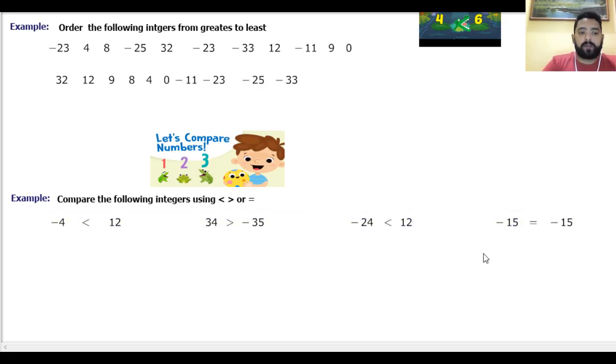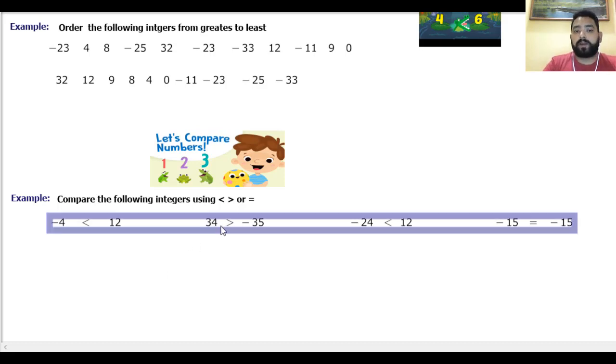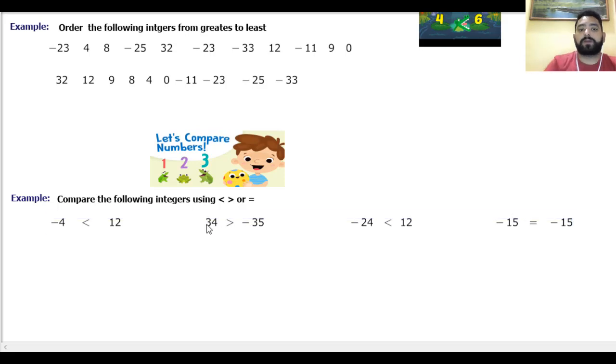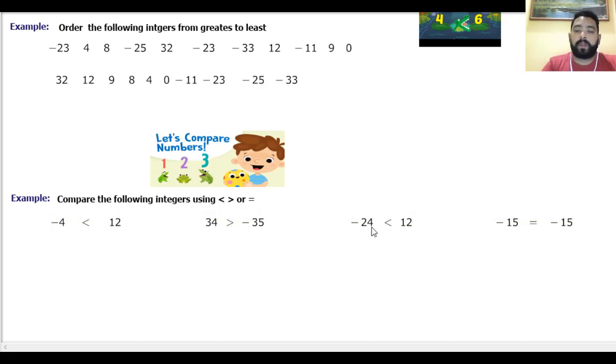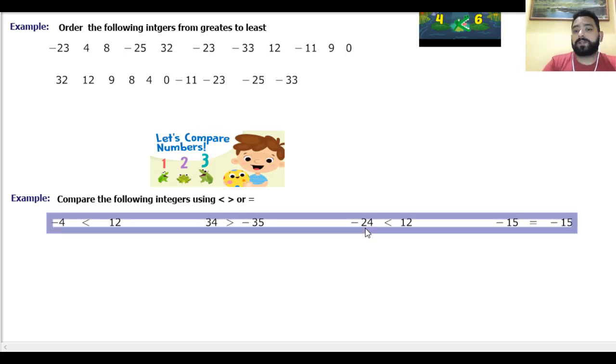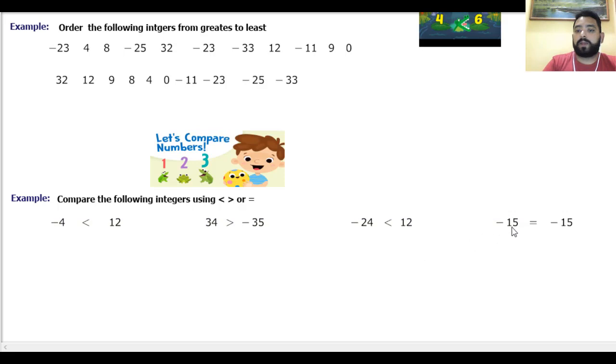We have negative 4 less than positive 12 because negative 4 is to the left of 12. And remember, any number to the left side is less than. 34 and negative 35: 34 is to the right part, so it's greater, because any number to the right is greater than. Negative 24 and 12: negative 24 is to the left part, so it's less than. And we have the case of the equal sign: negative 15 is equal to negative 15.